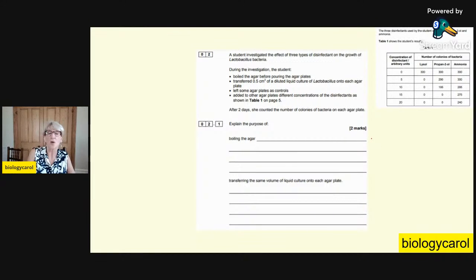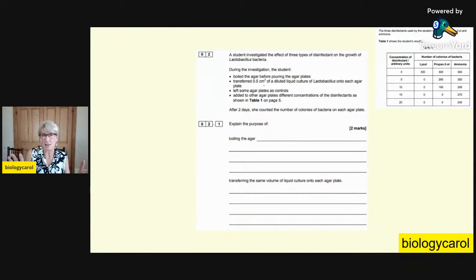So explain the purpose of boiling the agar. This happened before pouring the plates. And this is so that the agar is sterilized. This is the agar gel that the lactobacillus is going to be growing on.